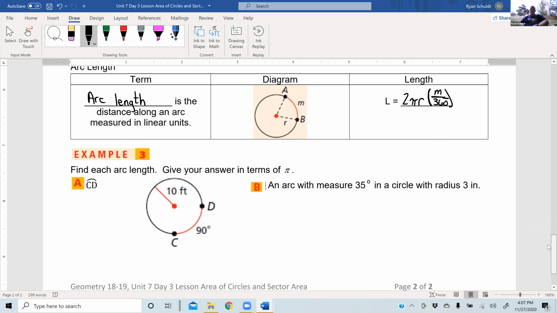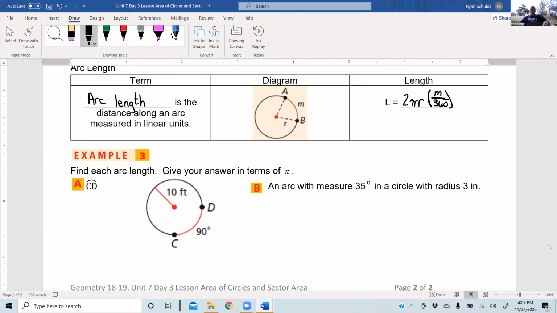So let's look at example 3. Find each arc length. Give your answer in terms of pi. Okay, so here they say arc CD. So the length is going to be 2 pi r times m over 360. It's going to be 2 pi. The radius is 10. Our angle is 90 over 360.